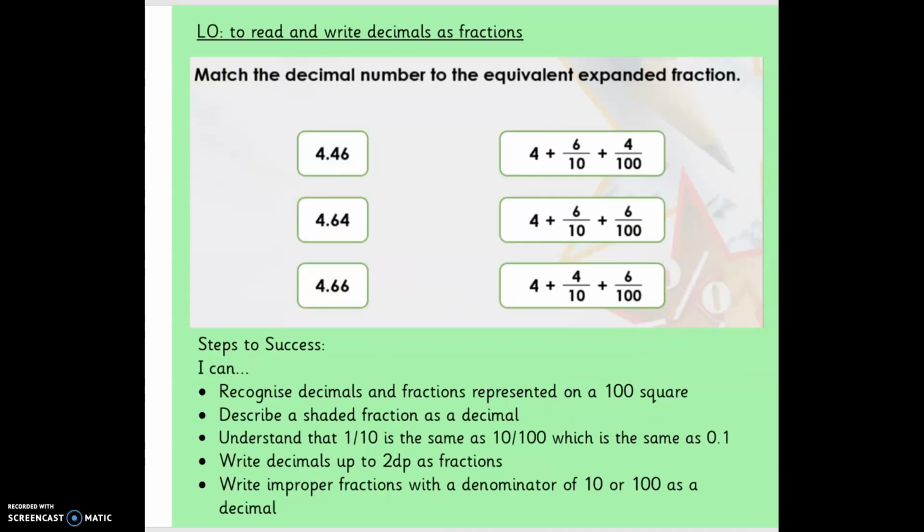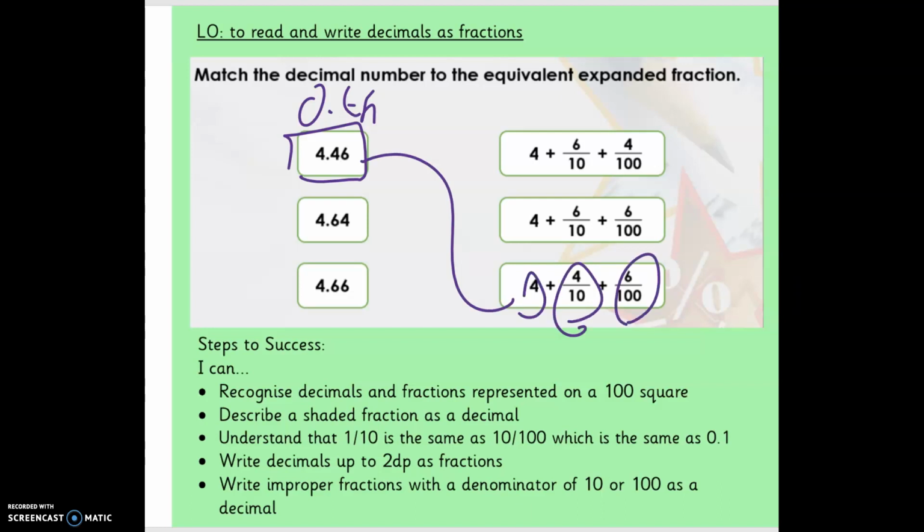Let's try again together. So now, can you match the decimal numbers to the equivalent expanded fraction? So let's have a look at this one first together. I can see that I have 4 ones, because it's in the ones column. I've got 4 tenths, and I've got 6 hundredths, which matches to this one here. 4 wholes, 4 tenths, 6 hundredths.